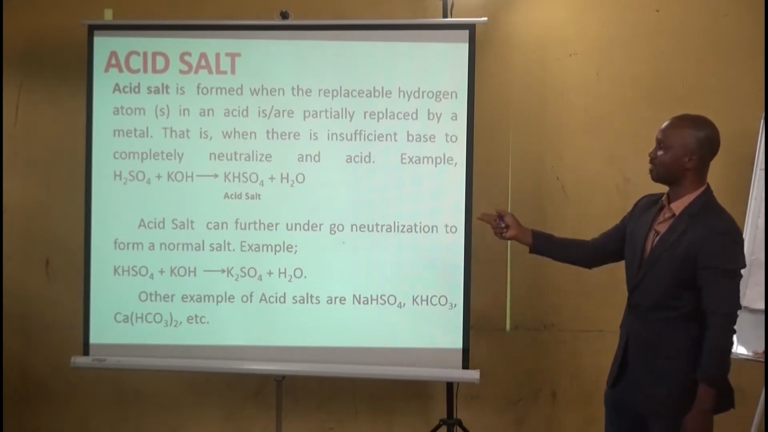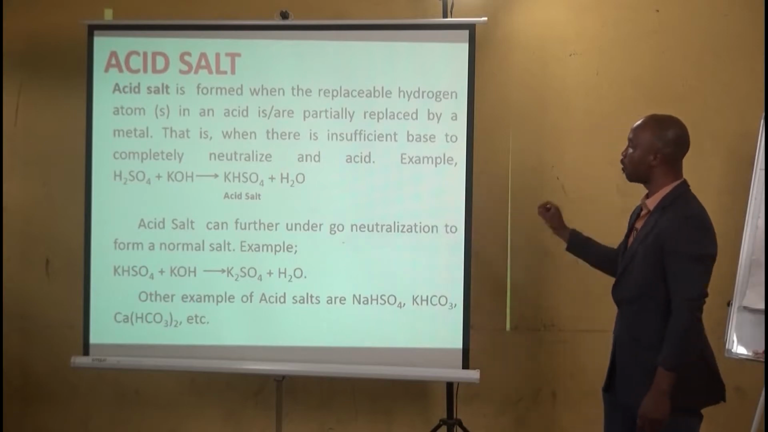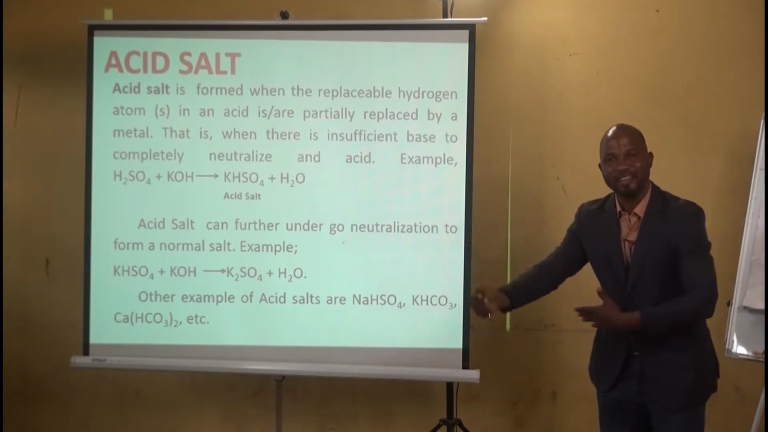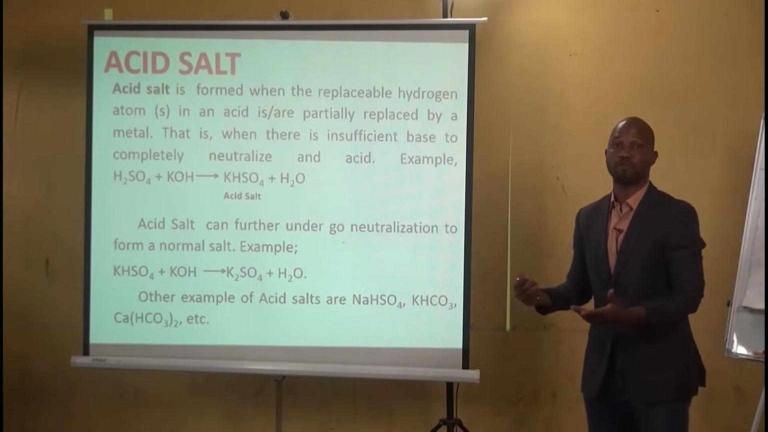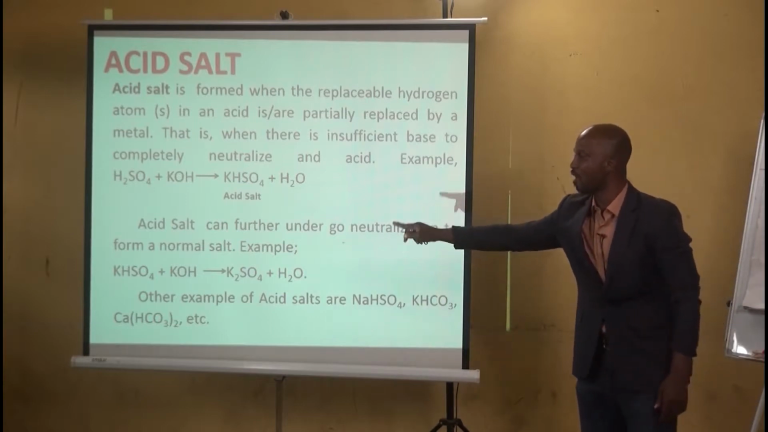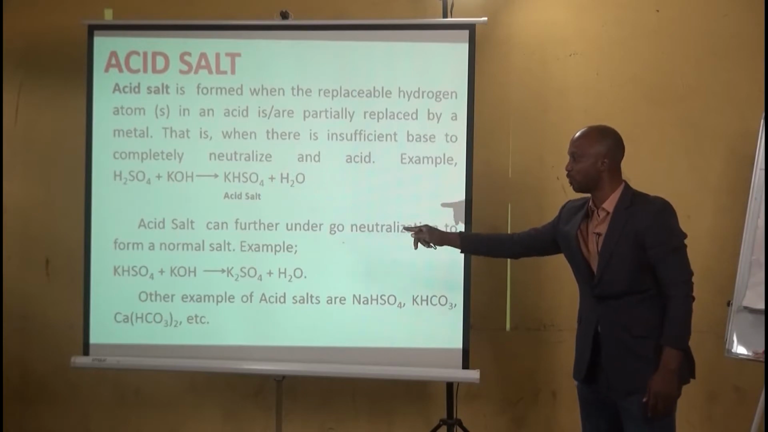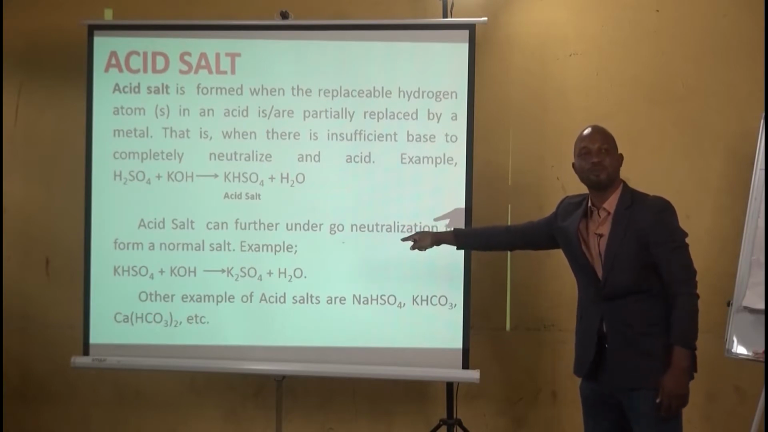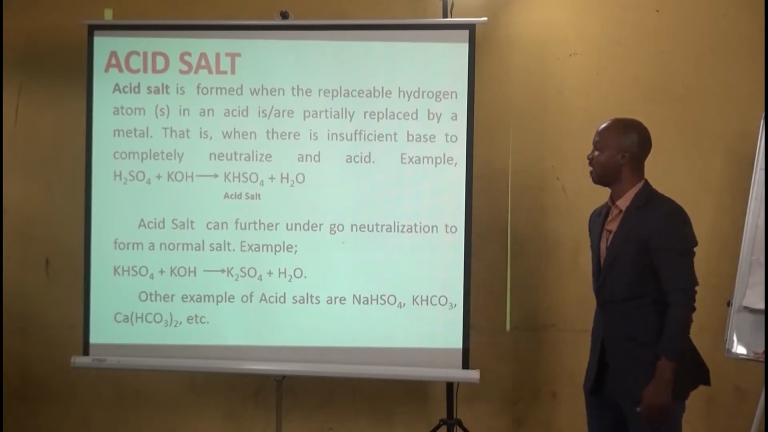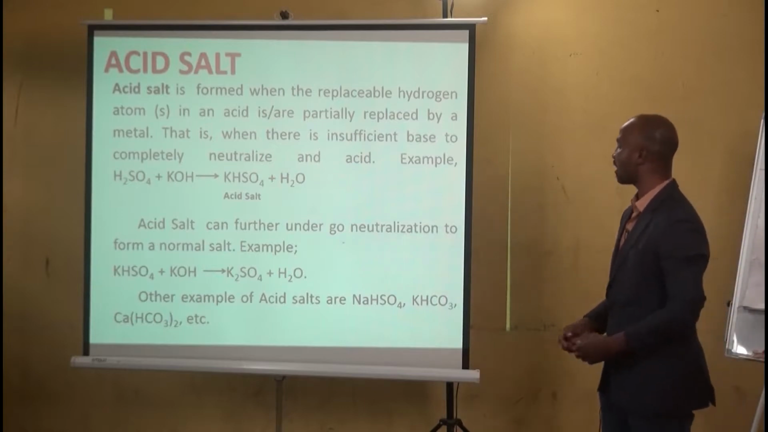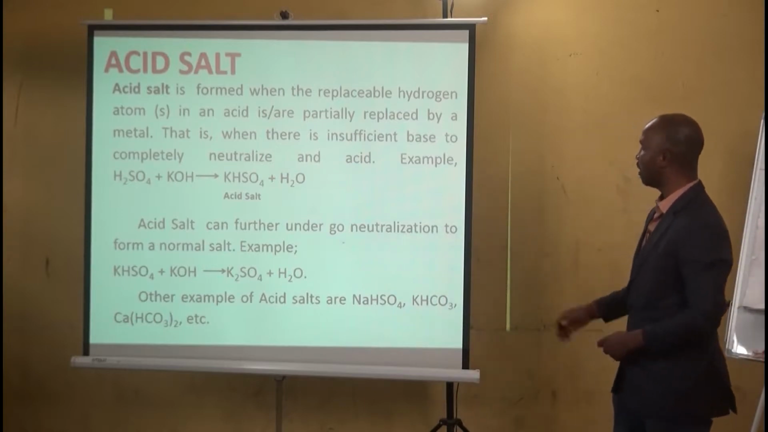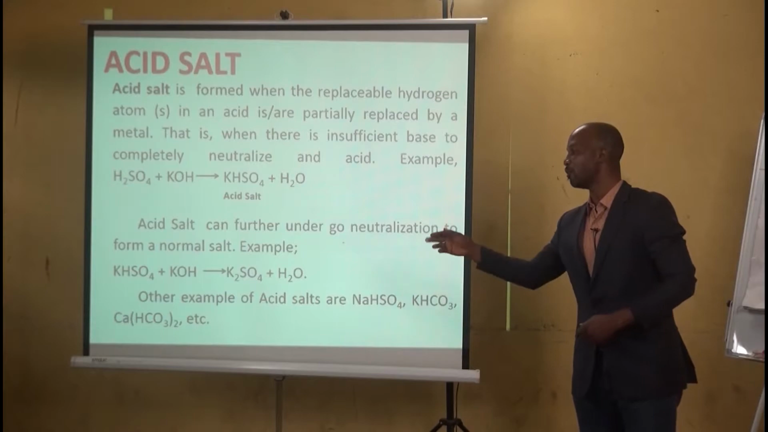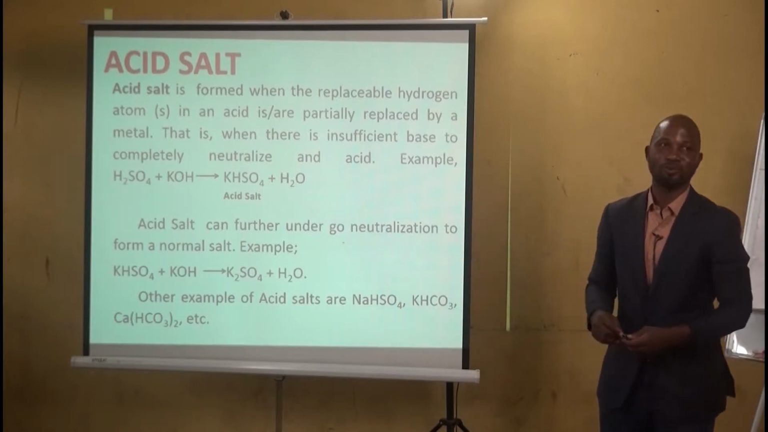And I can also go ahead to say acid salt can further undergo neutralization reaction to form a normal salt, meaning that if you add more base to the reaction, a normal salt will be formed. So you can see the acid salt there, potassium hydrogen tetraoxosulfate 6 plus the base potassium hydroxide. You can see here the hydrogen atoms is completely replaced and it becomes a normal salt. So other examples of acid salts are sodium hydrogen tetraoxosulfate 6, potassium hydrogen trioxocarbonate 4, calcium hydrogen trioxocarbonate 4, and so on and so forth.